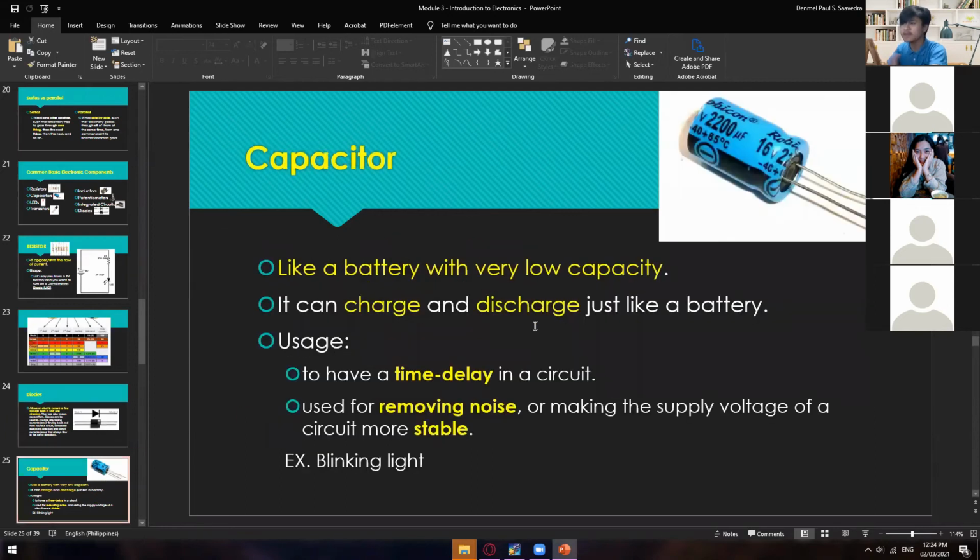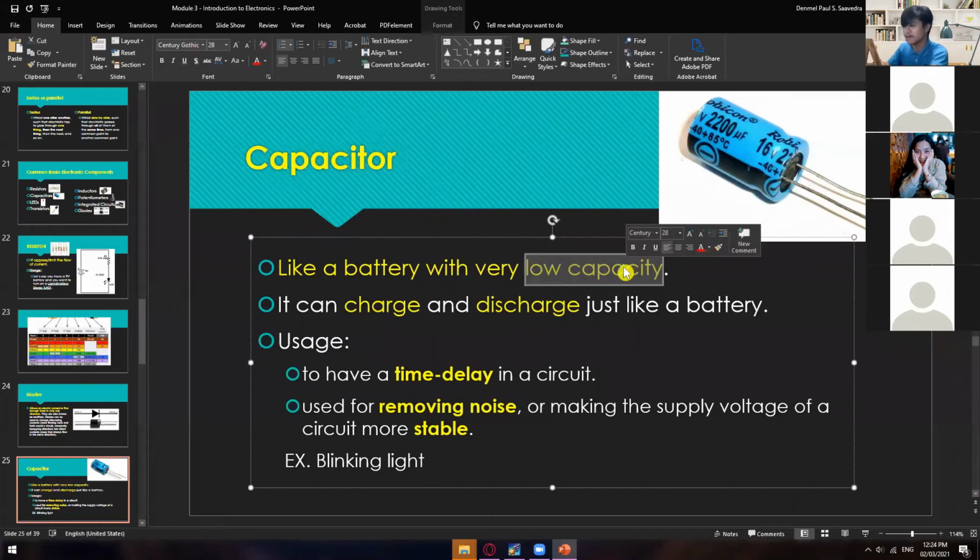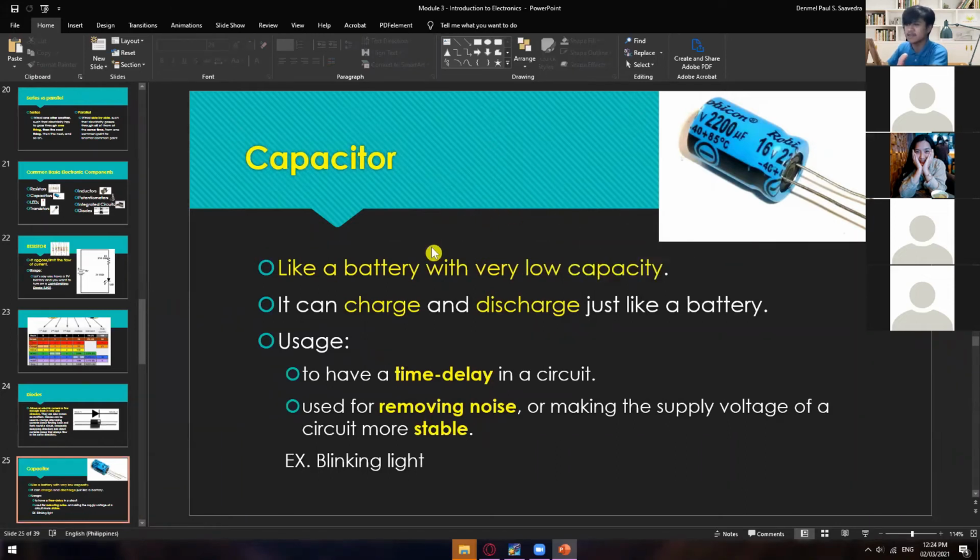Okay, and then we have here the capacitor, which is very useful in every single device that we have right now, or in our appliances. This is a very good component that will save you from paying more if you want to repair or if there is damage to your appliances. This one is like a battery with very low capacity.